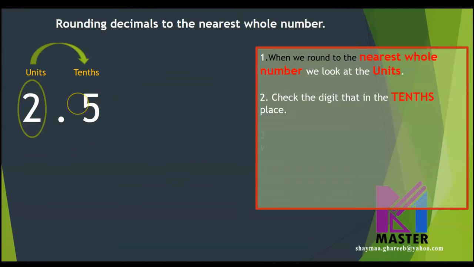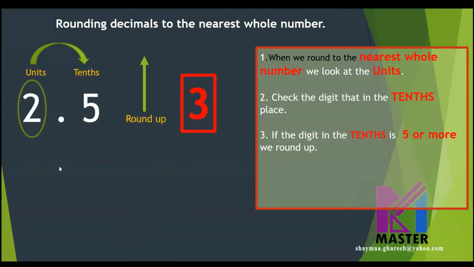If this digit in the tenths place is 5 or more, we round up. And as you can see, it is 5. So this will round the 2 up. When we round the 2 up, it will be 3. And also 2.5 is exactly in the middle between the 2 and 3. When we round a number that is exactly in the middle, we round it up.